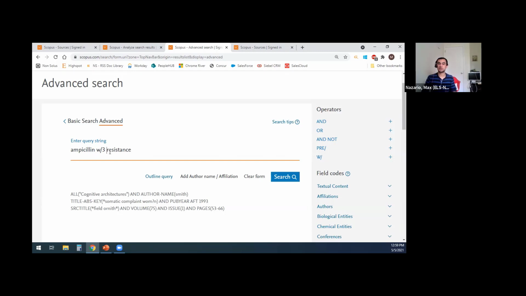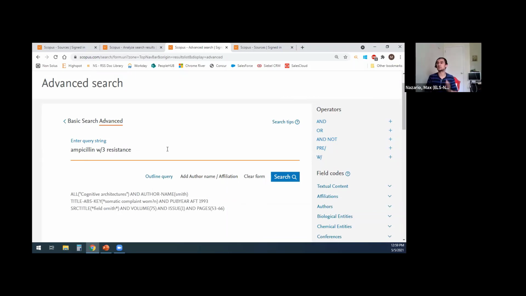So, for example, when I do ampicillin resistance, it's basically going to look for any phrase that contains ampicillin and resistance as long as they are within 3 words of each other. So that would include terms like resistance to ampicillin, or, like I said, ampicillin resistance.